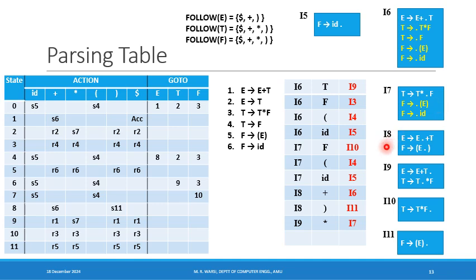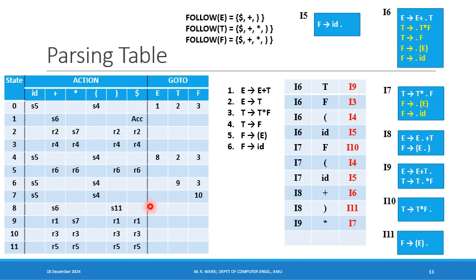First of all, let us consider the transitions which are there from state number 8. From state number 8 on plus, we are going to 6, a transition on a terminal symbol. So 8 comma plus in the parsing table will be marked as S6. So 8 comma plus is marked as S6 in the parsing table.